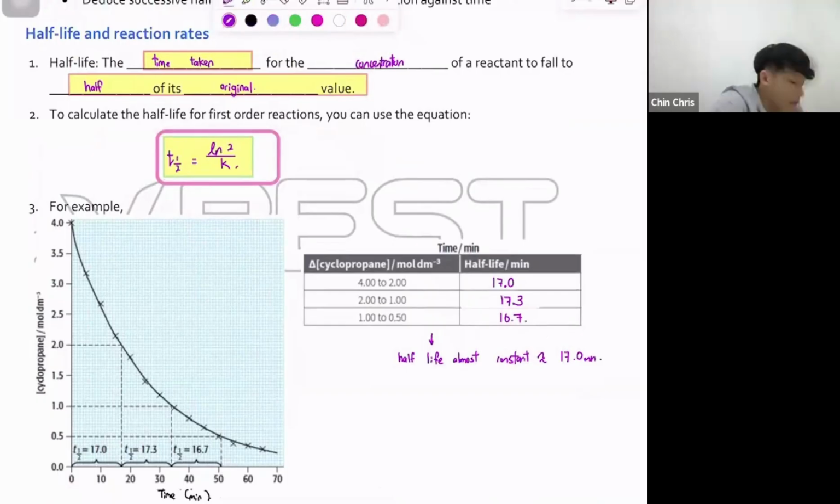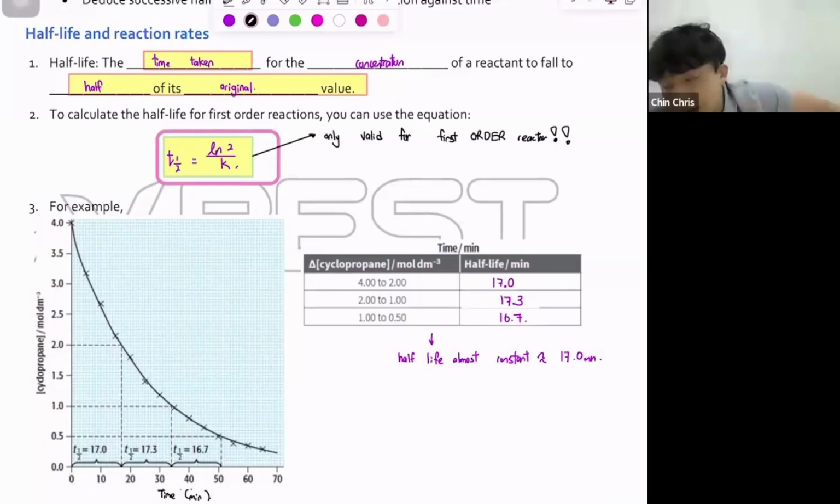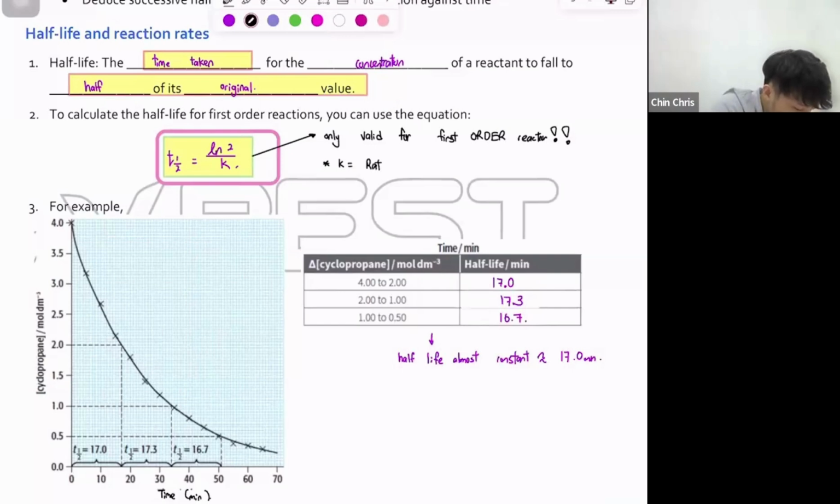If you were to apply this formula, remember, this is only valid for a first order reaction. Please, this equation is only valid if it's a first order. If it's not a first order, you cannot apply it, because if it's not a first order, your half-life always changes. Okay, guys, next. What is K? It's basically our rate constant.